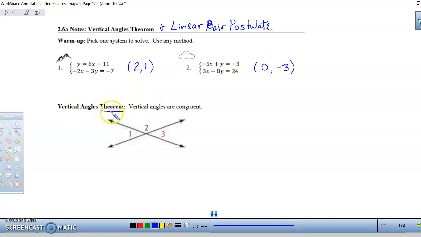So vertical angles theorem says that vertical angles are congruent. Remember, congruent means their measures are equal. We did this last chapter, but we never gave a name to it. So it's called the vertical angles theorem. That says that this angle 1 here in this picture would be congruent to angle 3. Or in other words, the measure of angle 1 is equal to the measure of angle 3, is another way to say that. Okay, next to that, we're going to write out the linear pair postulate.